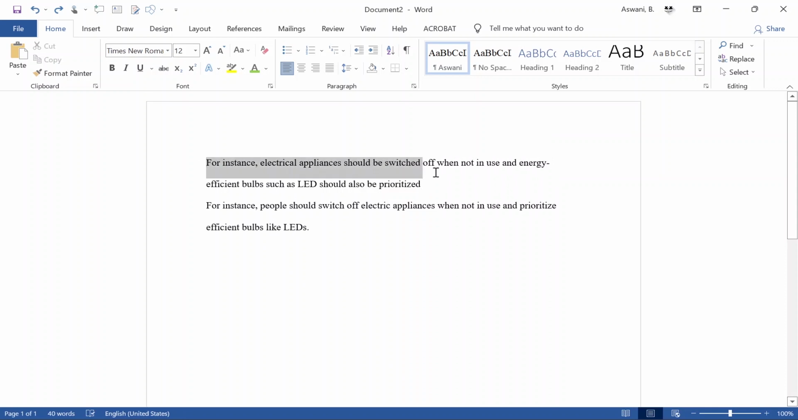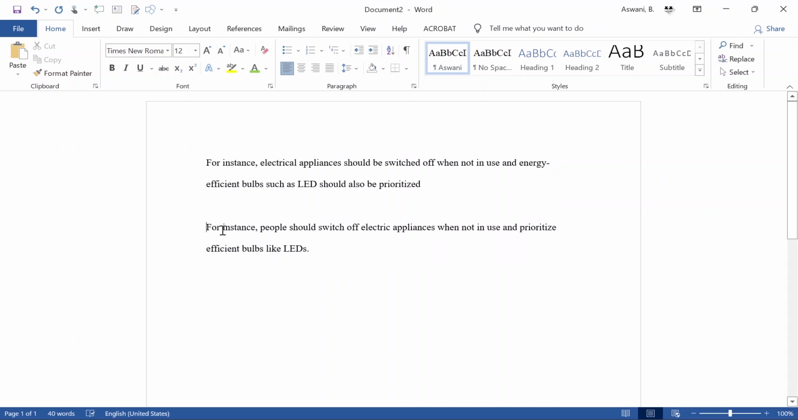So this is wrong, this is the correct way to say it. In this case, there's no room for guessing who is switching off. If you just say electrical eye should be switched off, we are asking by who? By monkeys, by cars, by who? Who is switching off? So this is a verb that does not have the subject, the person acting on it.